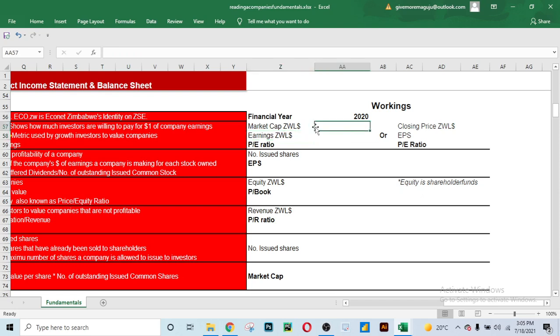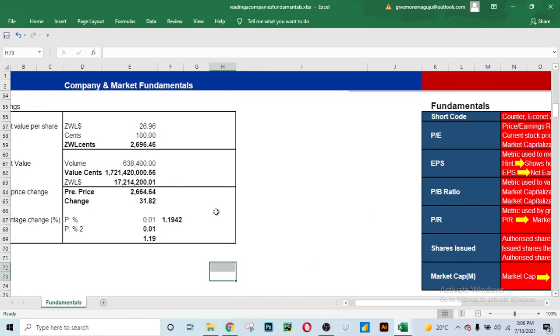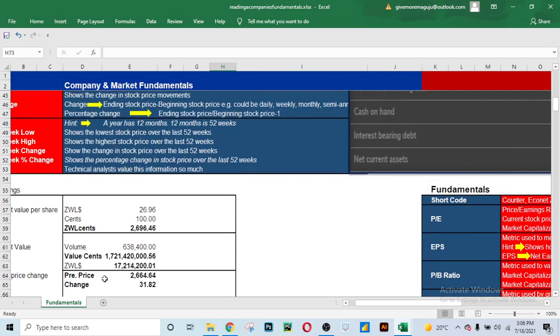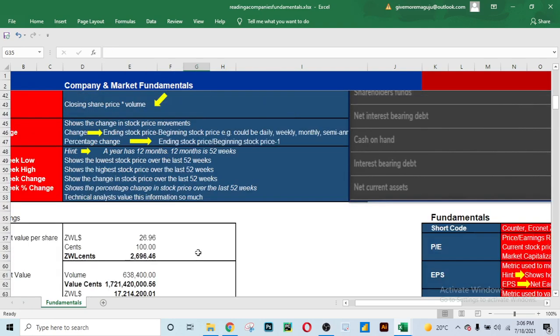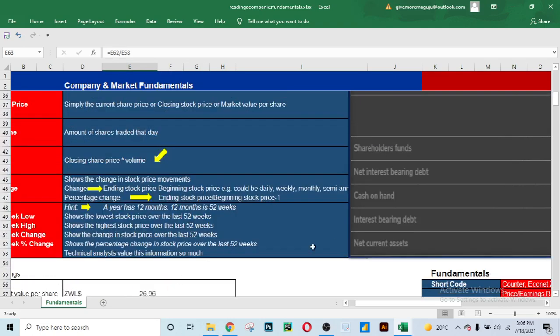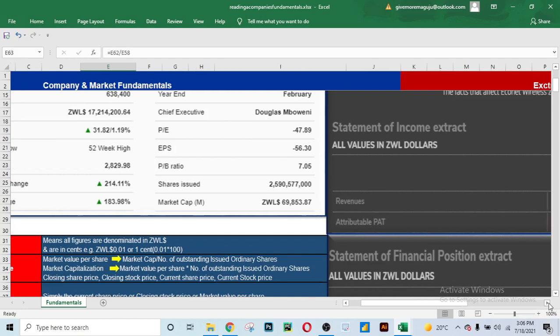Okay, so let's find the market cap. Okay, I think let's go back to here. We have got the market cap that we calculated here, 17,214,200. And also let's go back and check here. Market cap, no, that was not the market cap. We calculated the market value. Sorry guys, let's look at the market cap here. The market cap is 69,853.87. So 69, these amounts are in millions.